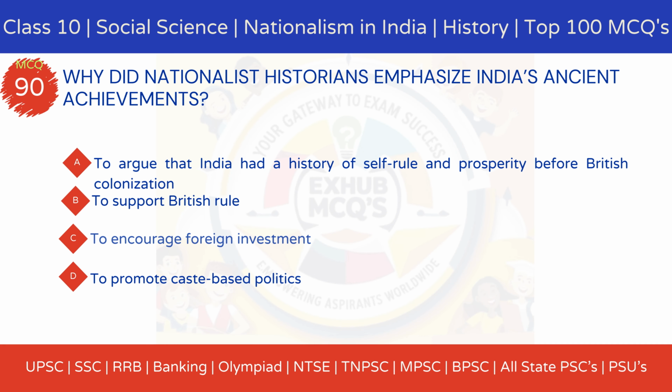MCQ 90. Why did nationalist historians emphasize India's ancient achievements? Option A. To argue that India had a history of self-rule and prosperity before British colonization. Option B. To support British rule. Option C. To encourage foreign investment. Option D. To promote caste-based politics.